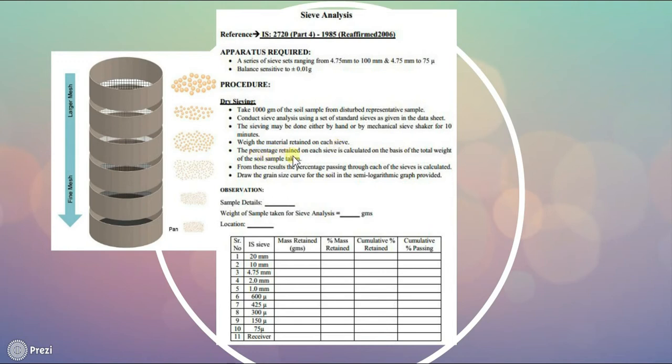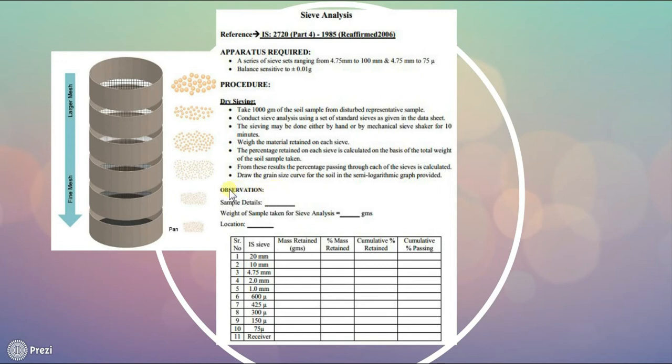Then the percentage retained on each sieve is calculated on the basis of the total weight of the soil sample taken, which was 1000 gram earlier. From these results, the percentage passing through each of the sieves is calculated. Draw the grain size curve for the soil in semi-logarithmic graph provided. We will see this graph later.